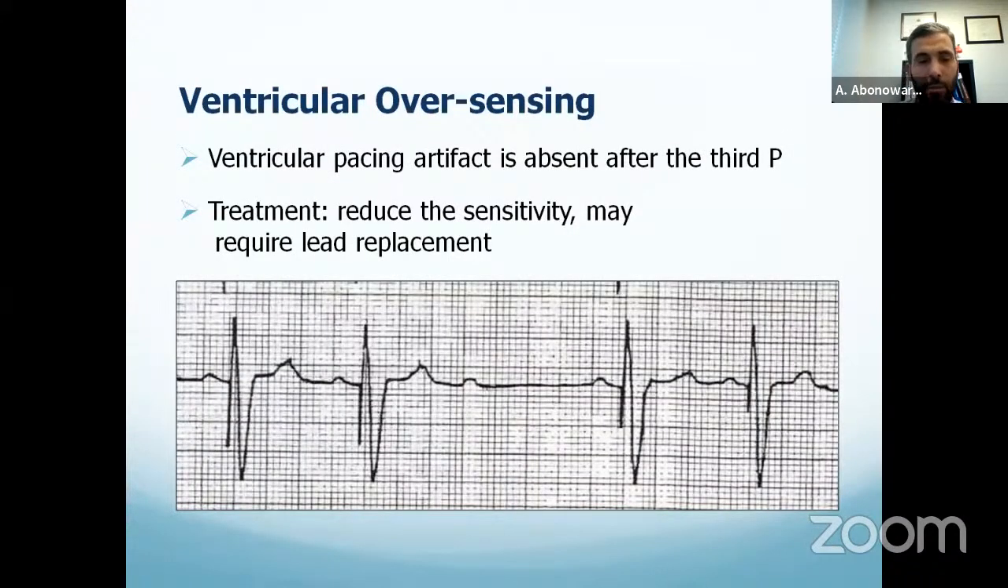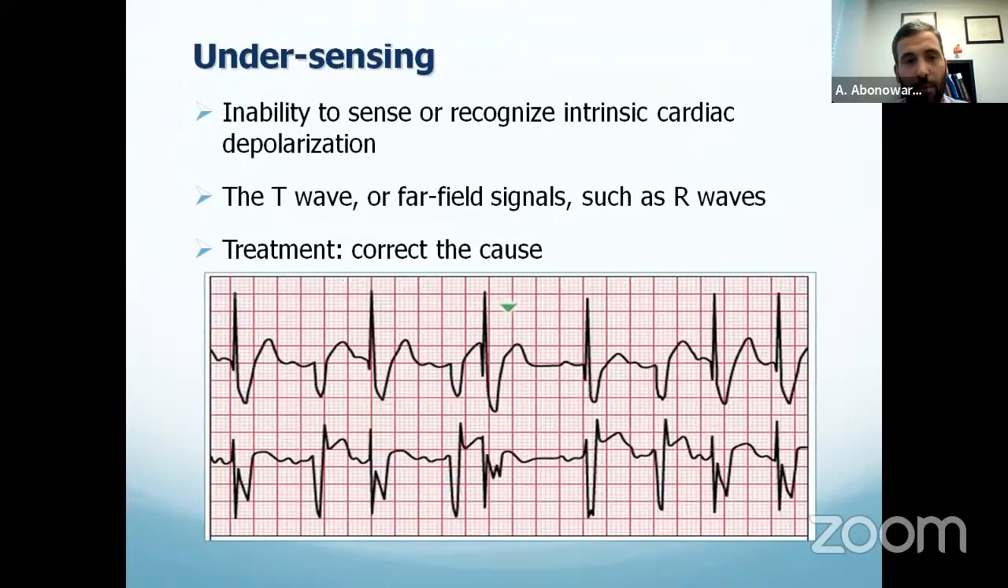Oversensing, which is under pacing. Here we see a dropped beat; there's supposed to be a paced QRS here. That's oversensing. So we need to check why the patient has this oversensing, and then treat if needed, with lead repositioning or replacement depending on the cause. Again, this is another typical example of undersensing, when you see pacing spikes where they are not supposed to be, on the QRS here. That also can be from lead malposition.